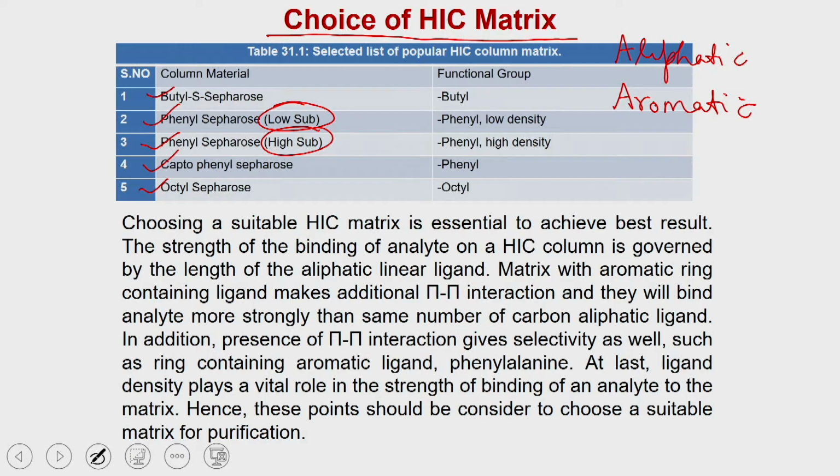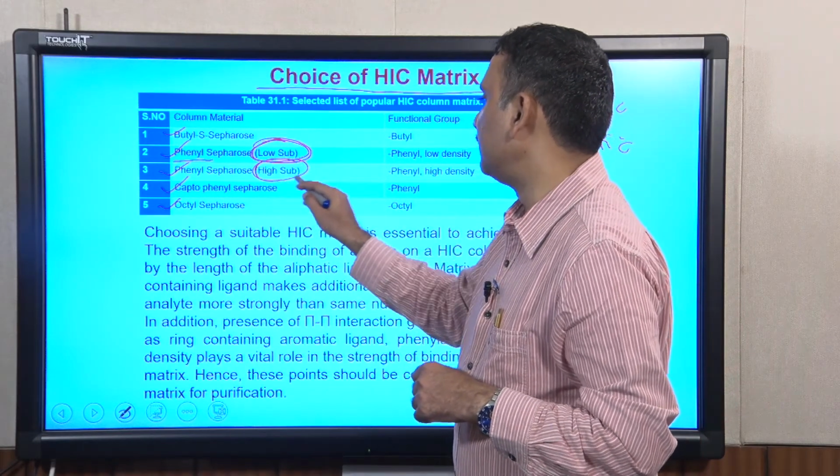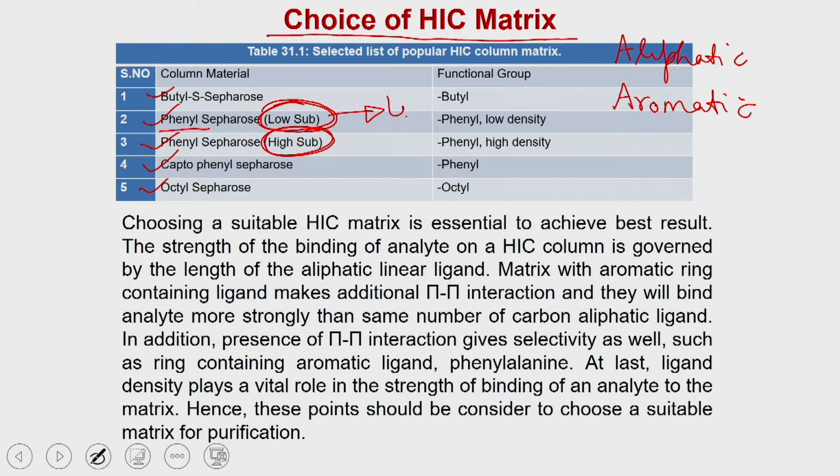In some cases you can have benzene-based aromatic ligands, and what you see is that we have two variants, low substituted and high substituted, which means this is going to have a low amount of ligands attached to the beads, whereas this is going to have a high amount of phenyl groups attached to the sepharose beads. That is why this column, the phenyl sepharose low substituted, is going to have lower affinity for hydrophobic interactions, whereas this is going to have higher affinity. So, you can choose the suitable matrix, which is essential to achieve the best results.